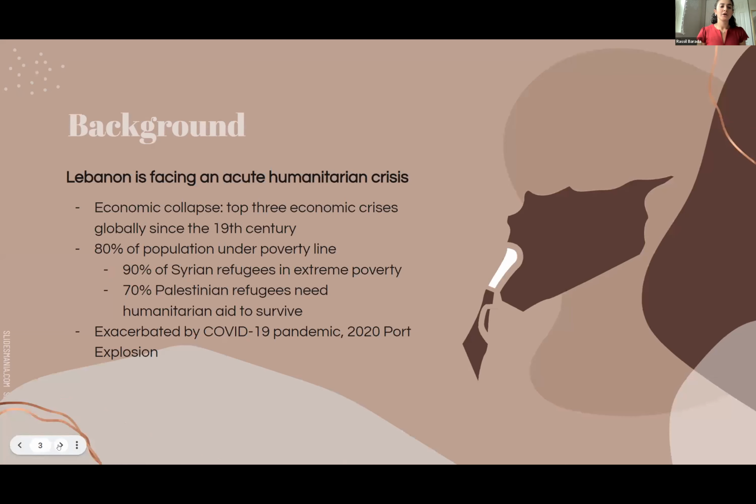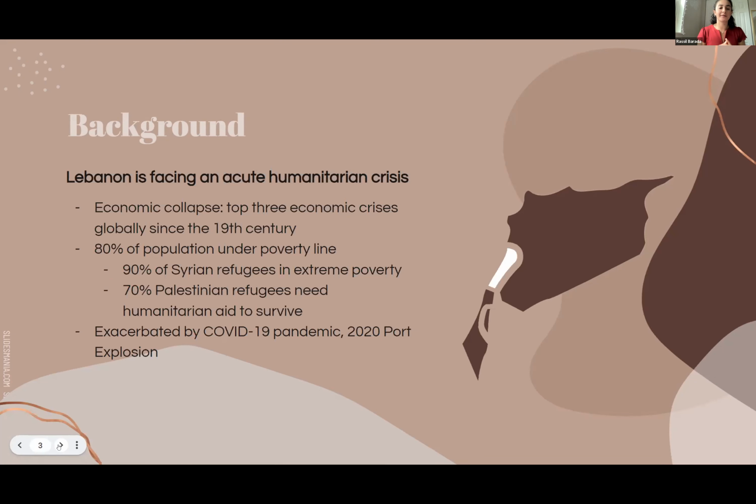So Lebanon is currently facing an acute humanitarian crisis driven by three primary factors. One is an economic collapse that is defined by the World Bank as one of the top three economic crises in the world since the 19th century, plunging over 80% of the population under the poverty line. And so reliance on import in the Lebanese economy has meant that the government now isn't able to provide more than a couple hours of electricity per day, and that the price of food has gone up by 215% annually since 2020.